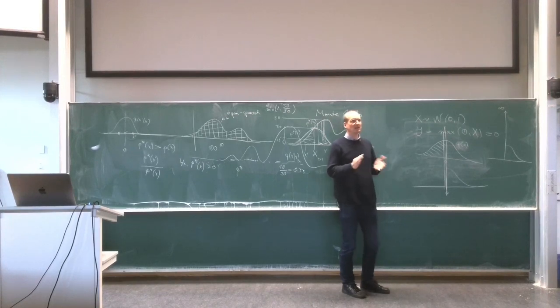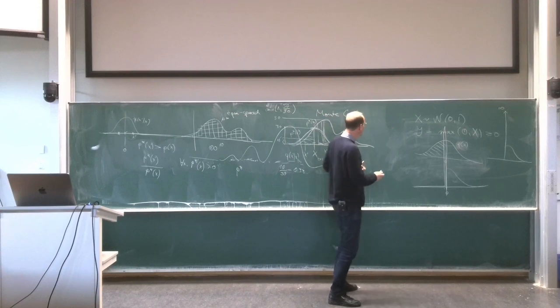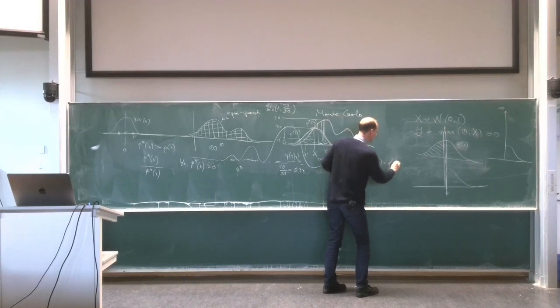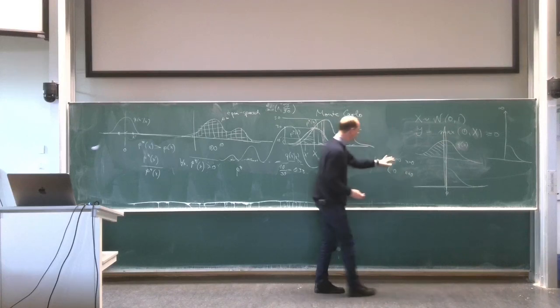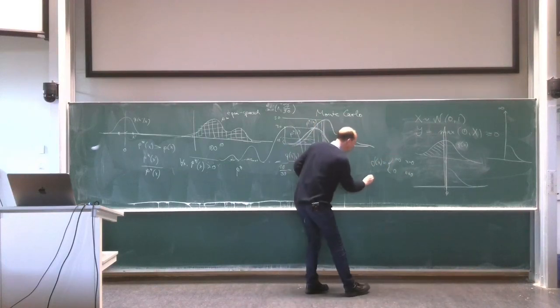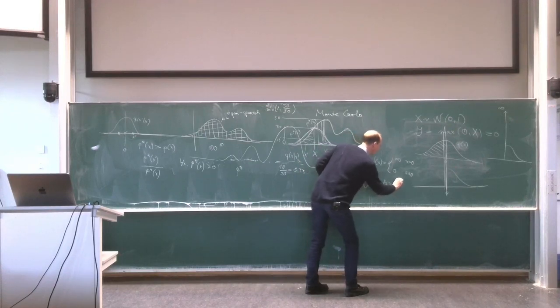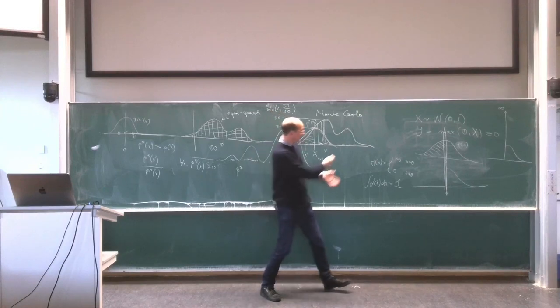These delta peaks are always a bit strange. The usual delta of x is equal to infinity for x equal to 0, and otherwise it's zero. And it has these strange properties that if you integrate it, it will integrate to one. That's just how it is.